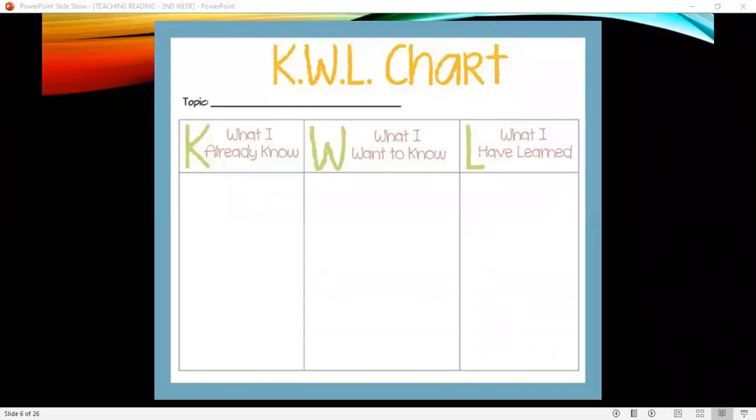Then on the letter W, you have here what you want to know. All right? What is your expectation about that topic, that text that you're going to read about? And then on the third column, you have what I have learned. So this is the metacognitive part, because you're analyzing, what did I learn about this text? What kind of information could I obtain?